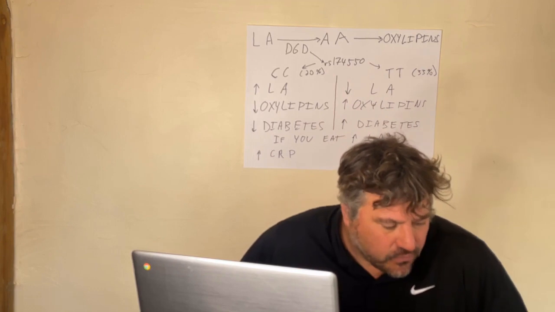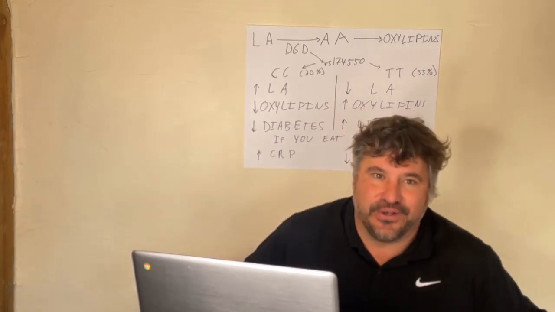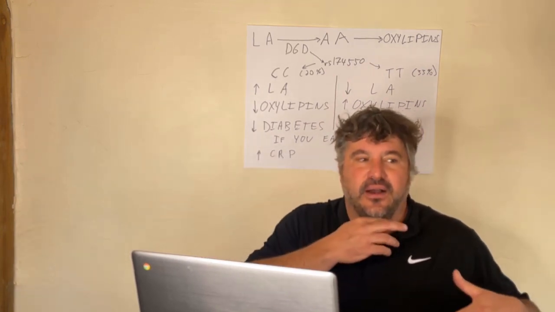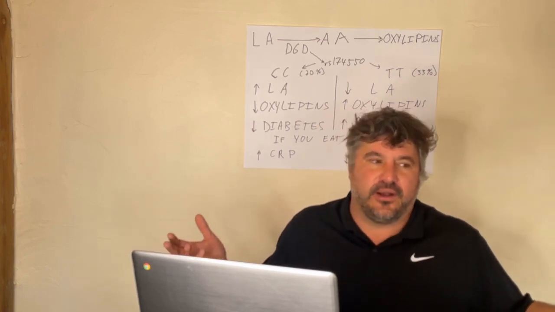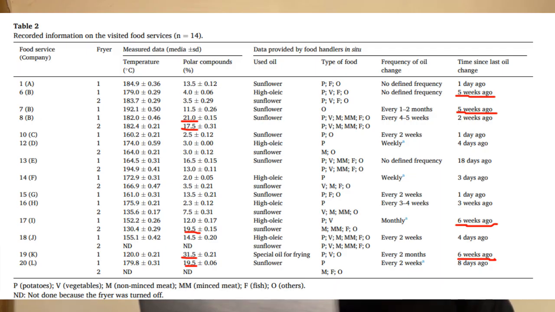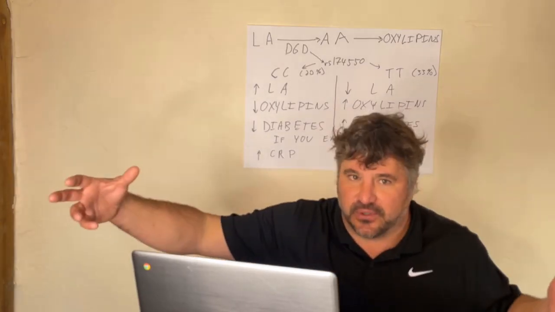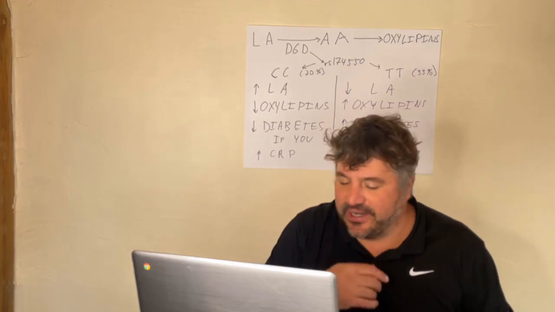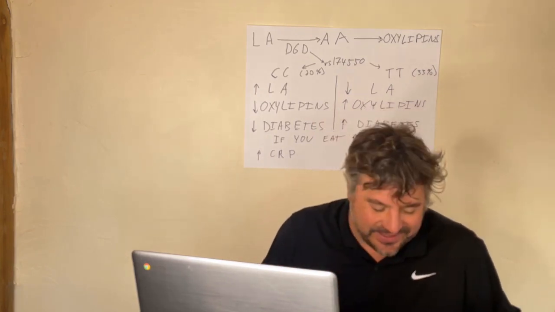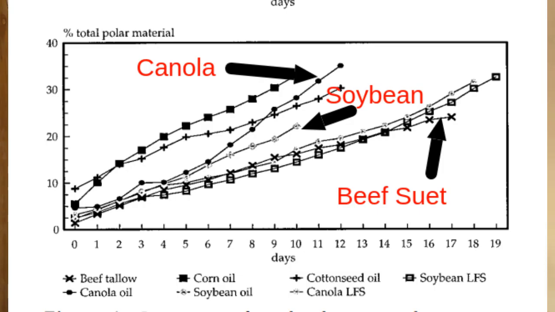And so when they look at these fryer oils, after a week, some of them are at like 20% of the volume of the fryer oil are these aldehydes, and another 20% might be these polymers. And so when you go into that restaurant, if you look at this chart, the beef tallow holds out the longest, and this one is at regular.